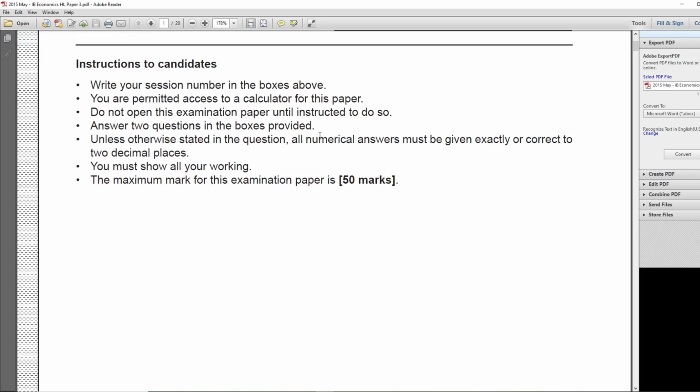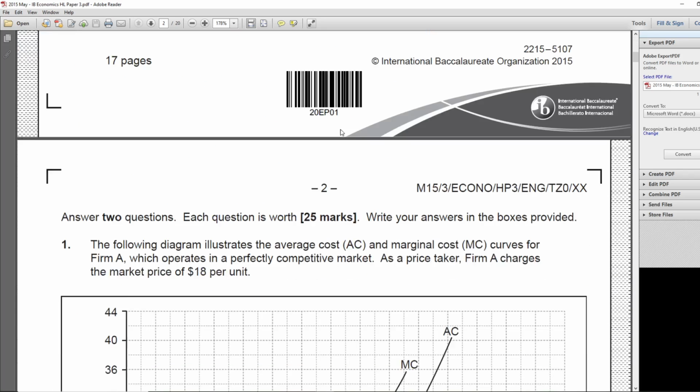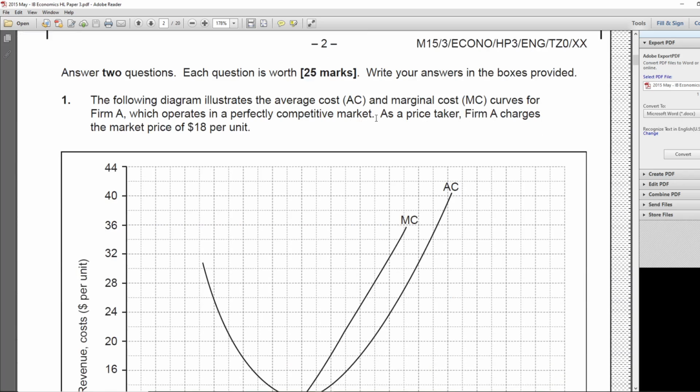So yeah, let's take a look at this past paper here. When we look at the first question, it's also about a perfectly competitive market. In this case, take a look at this. As a price taker, firm A charges the market price. So think about it, we will have to draw 2 diagrams every time we are working on perfect competition. Now the market has determined that the price for the firms is $18 per unit.